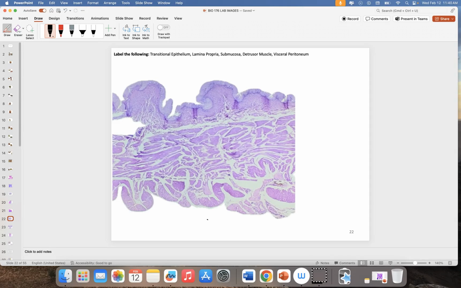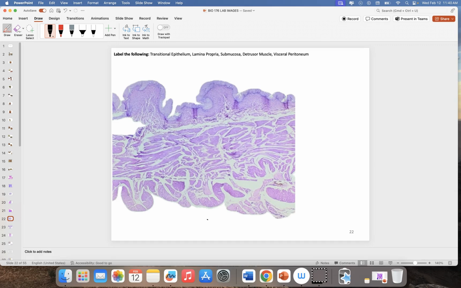In our video here, we're going to take a look at the histology of the urinary bladder, and we're going to focus mainly on the wall of the urinary bladder. Let's go ahead and get our bearings. One of the things that we're going to want to be able to find is the epithelium associated with the urinary bladder, which is the transitional epithelium.